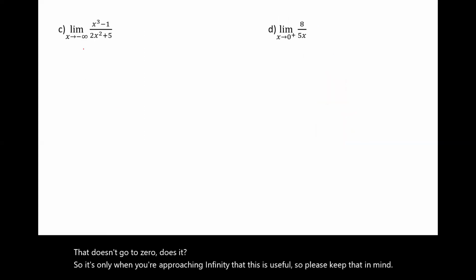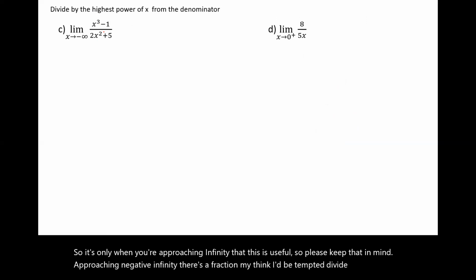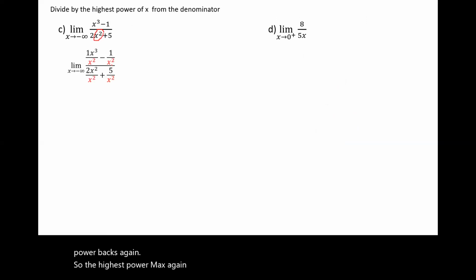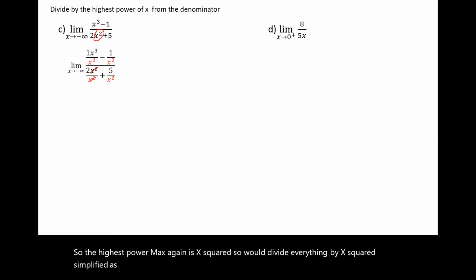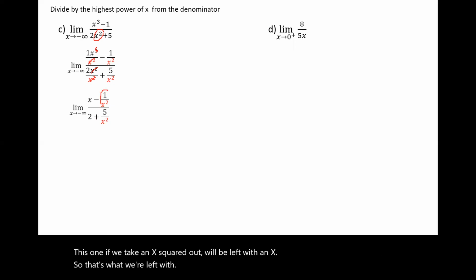Okay. Approaching negative infinity, here's a fraction. I think I'd be tempted to divide by the highest power of x again. So the highest power of x again is x squared. So we'll divide everything by x squared. Simplify as much as we can. This one, if we take an x squared out, we'll be left with an x. So that's what we're left with. 1 over an enormous number that's negative. 1 over an enormous number is 0. Doesn't matter if it's positive or negative.